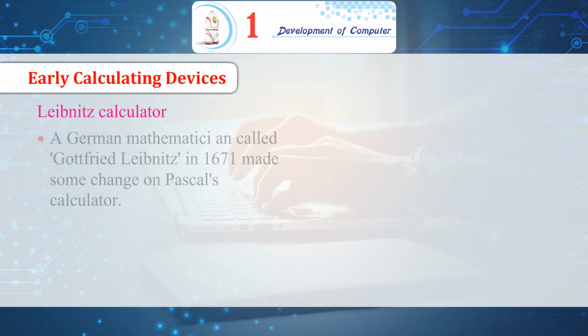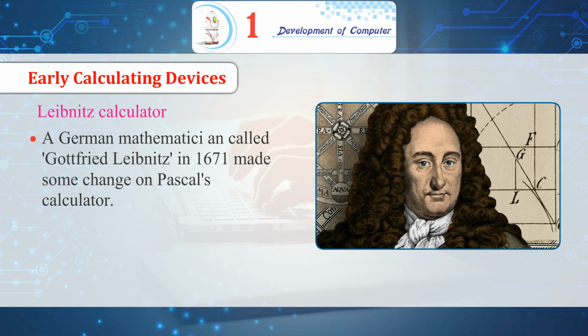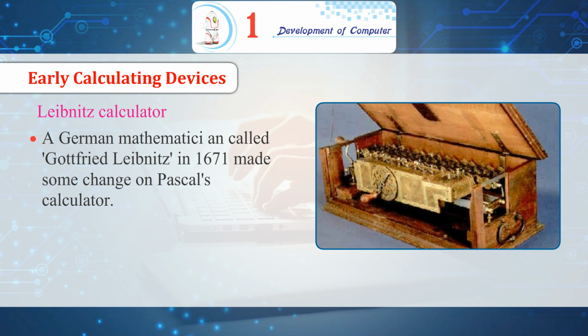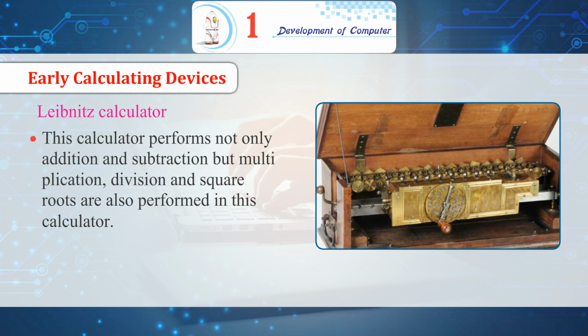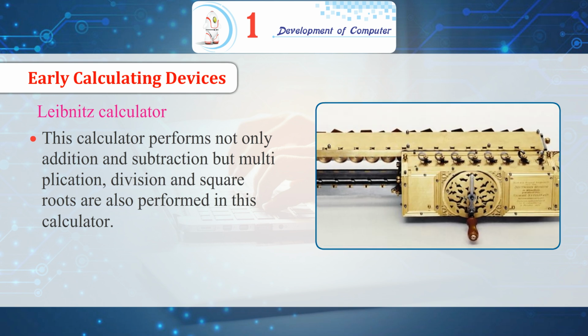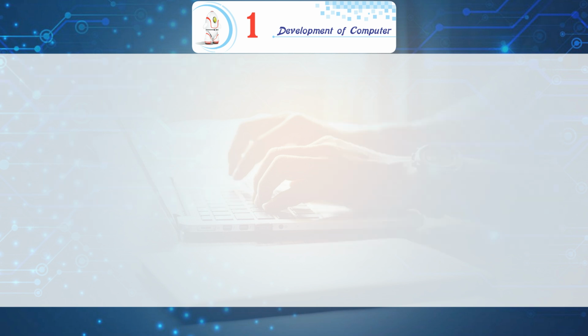Leibniz calculator. A German mathematician called Gottfried Leibniz in 1671 made some changes to Pascal's calculator. This calculator performs not only addition and subtraction, but multiplication, division, and square roots are also performed in this calculator.